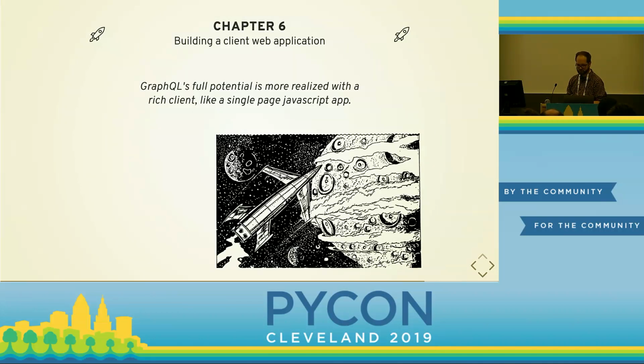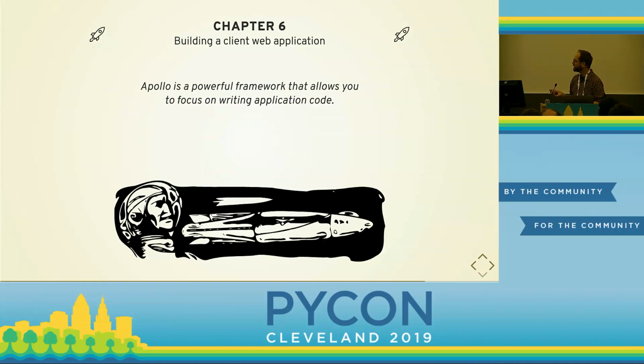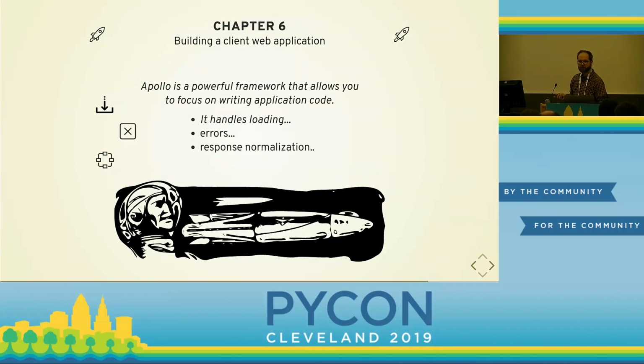So you can choose to use a GraphQL client like Relay or Apollo to manage API concerns like asynchronous loading and error state, response parsing, normalization, and caching. In this case, we're going to look at Apollo pretty briefly. Apollo is a powerful framework that lets you focus on writing application code. We don't need to worry about sending requests to the API, handling error states, response normalization of all the data, and caching that data.